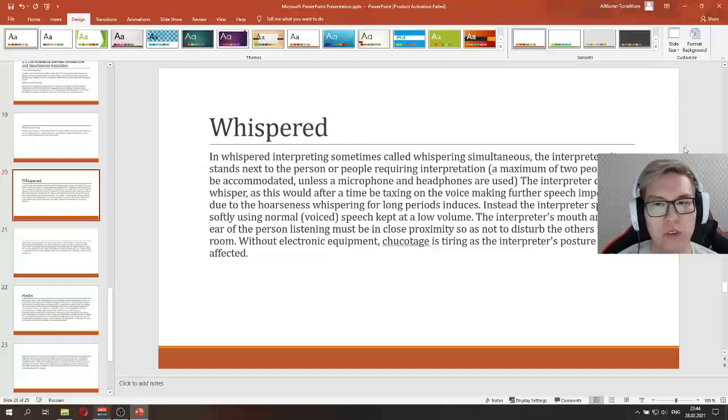The interpreter does not whisper, as this would after a time be taxing on the voice, making further speech impossible due to the hoarseness that whispering for long periods induces. Instead, the interpreter speaks softly using normal voiced speech, kept at a low volume. The interpreter's mouth and the ear of the person listening must be in close proximity, so as not to disturb the others in the room. Without electronic equipment, it is tiring, as the interpreter's posture is affected.